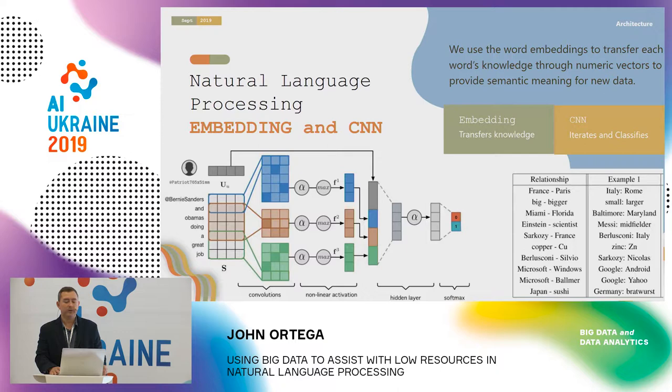"Bernie Sanders and Obama's doing a great job." Convolutions process the data and pass activation along to hidden layers, and then use a softmax linear algorithm to narrow things down into desired classes. Meaning is generally captured better than most default linear models, and that's what makes deep learning powerful: the ability to dissect word meaning similar to humans.